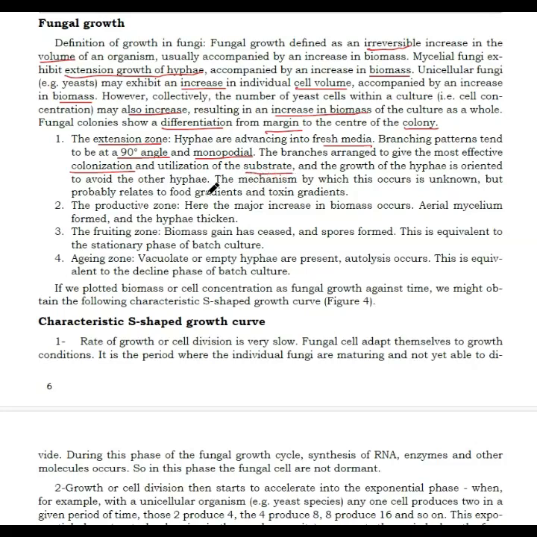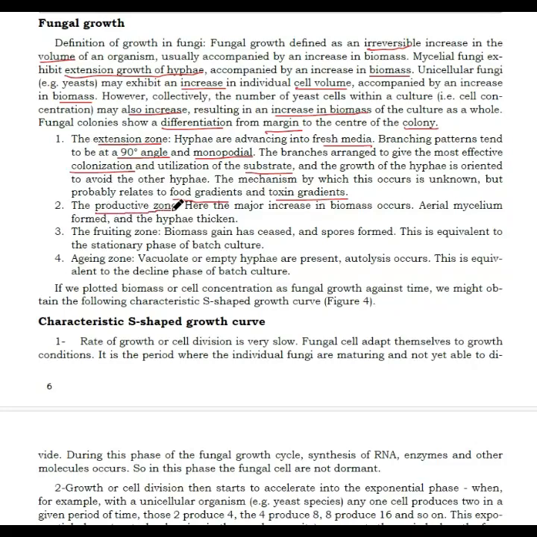The growth of the hyphae is in such a way that it does not overlap other hyphae. The mechanism of how the hyphae grow and branch is unknown, but probably it is related to food gradients and toxin gradients. They grow in the direction of the food gradients or away from toxin gradients. So one is the extension zone, another is the productive zone.